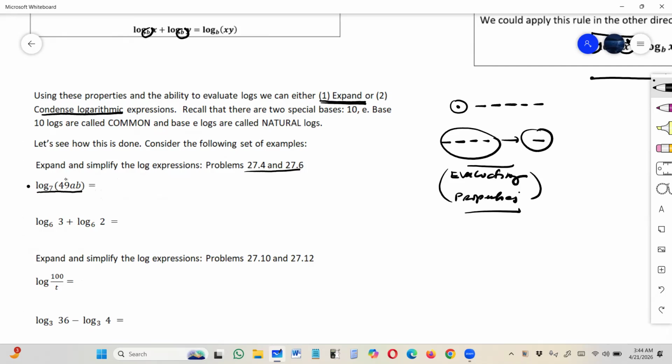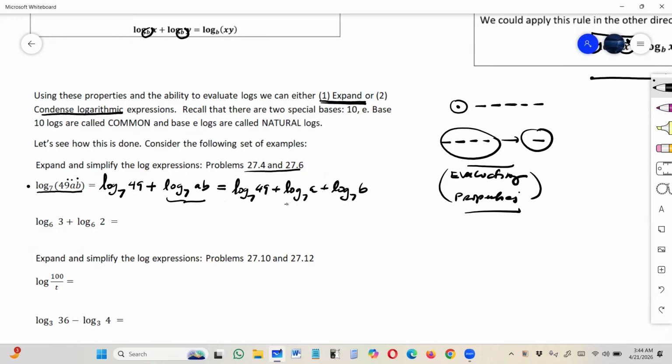Now I have three pieces. I have 49, A and B, but the property is still the same. So because this is a product, you expand it the following way. Log base 7 of 49 plus log base 7 of AB. And then you can reapply the product property again on A and B. So this is going to become log base 7 of 49 plus log base 7 of A plus log base 7 of B.